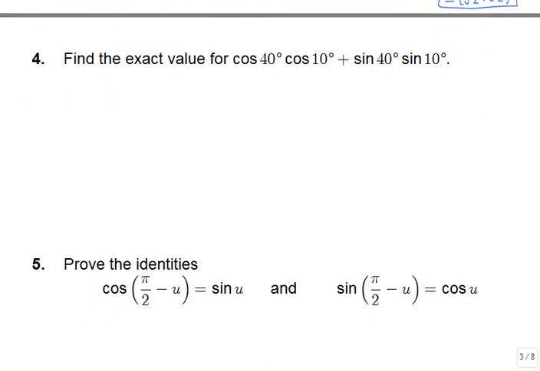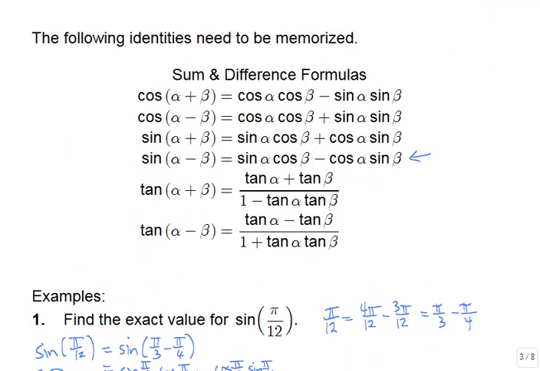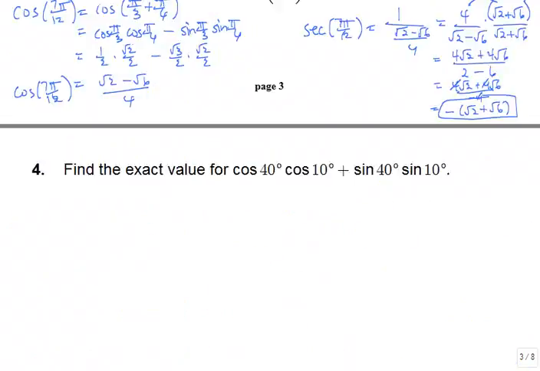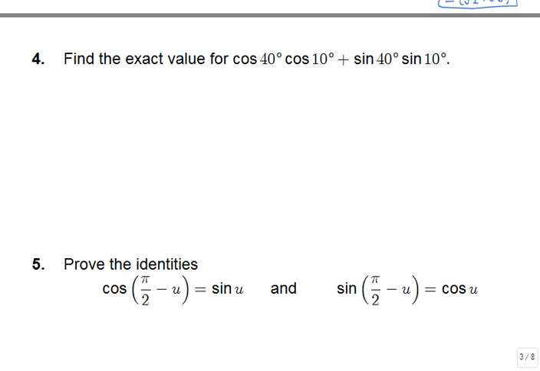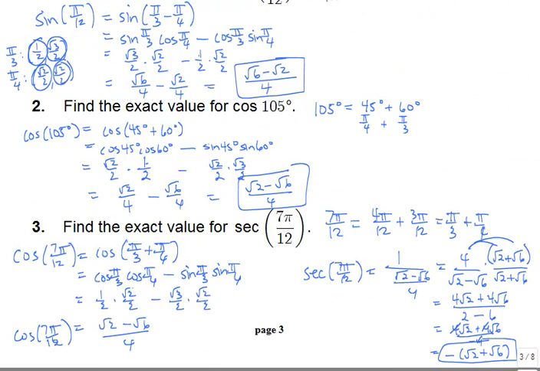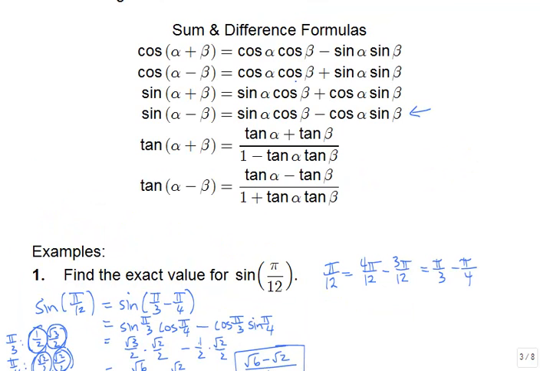Okay, next example. Find the exact value for cosine 40, cosine 10, plus sine 40, sine 10. Now, the way that this question is structured, it should look very, very similar to our sum and difference formulas. It had cosine, cosine, sine, sine, and there was a plus in the middle. So if we look at our formulas up here, cosine, cosine with a plus in the middle, and then sine, sine, that's a difference. Cosine of the difference of whatever the alpha is minus the beta.